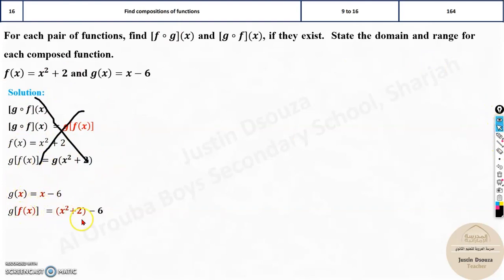Just jump over here, see over here. And now all you need to do is substitute, simplify this. X squared plus 2. See, there is no whole square, no bracket square or anything, so it is just x squared plus 2 minus 6. It'll be minus 4. That is the answer. That's it. That's how we do it.